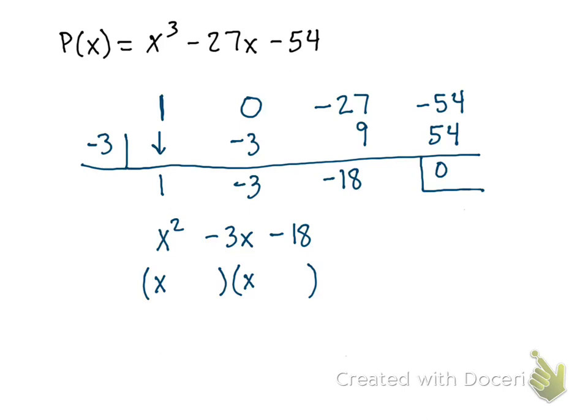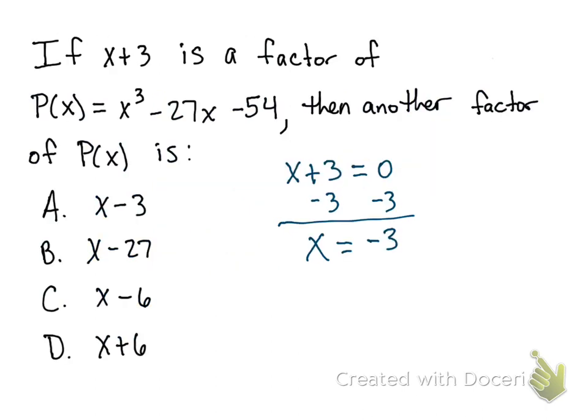Now we need the two numbers that multiply to give us that negative 18, and also add to be negative 3. So we will get negative 6 and positive 3. Negative 6 times 3 is negative 18. Negative 6 plus 3 is negative 3, the coefficient of x. All right, so the other two factors are x minus 6 and x plus 3. If we go back to our answer choices, we see C is x minus 6. So there's our answer.